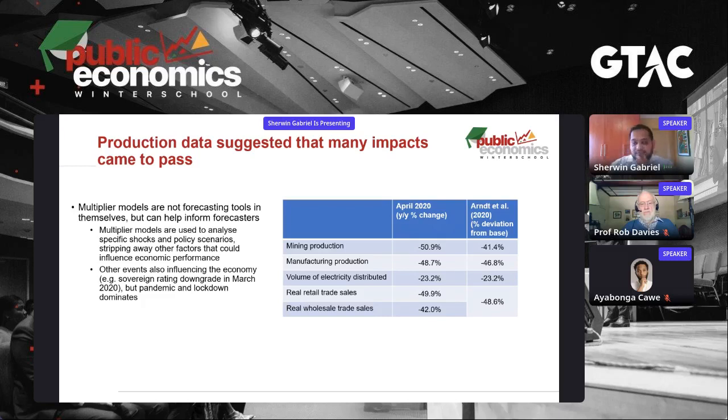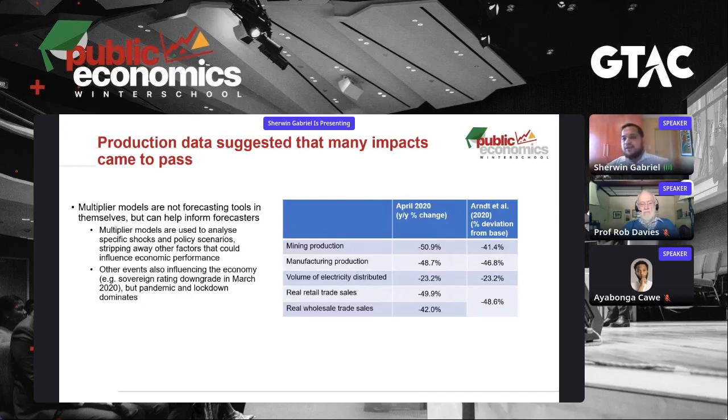For example, at the time, other events such as the sovereign rating downgrade by Moody's in March 2020 will have influenced things like the exchange rate and risk premia. However, this was completely overshadowed by what had happened in April. So we can take a look at some of these comparisons.